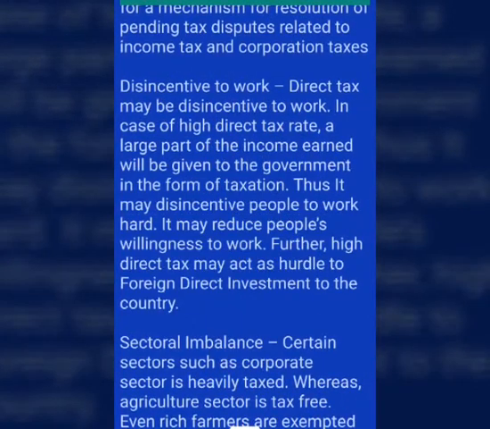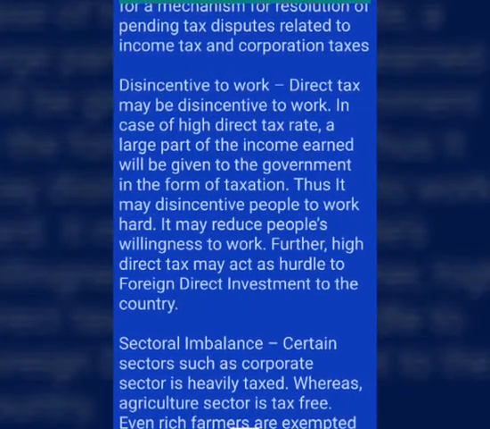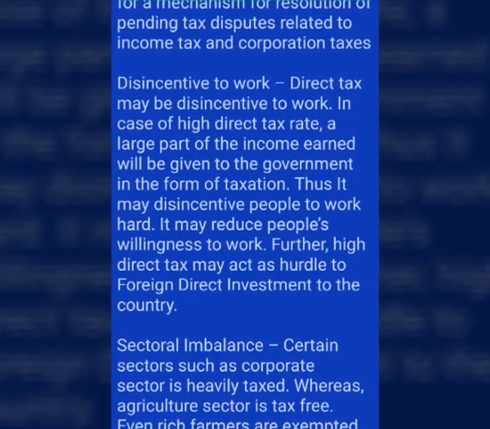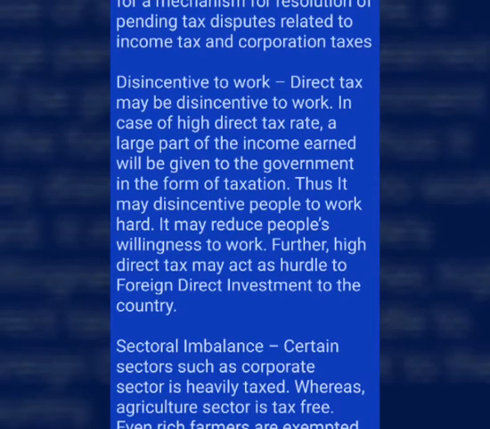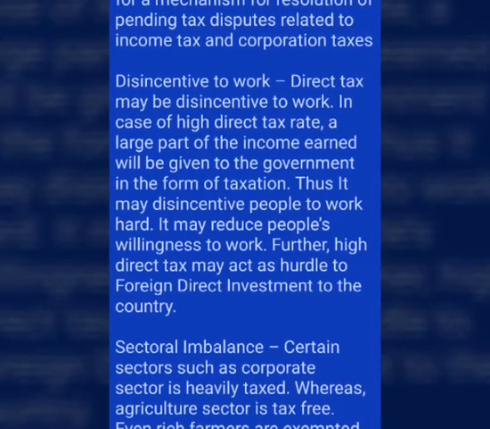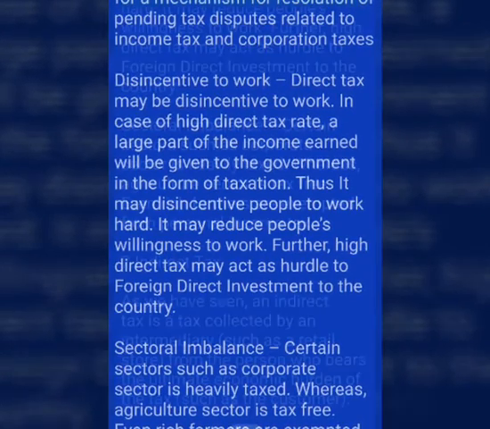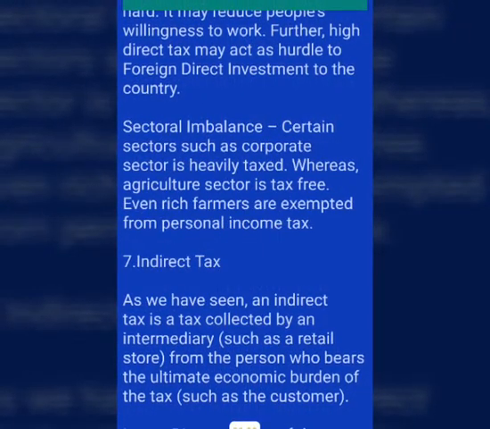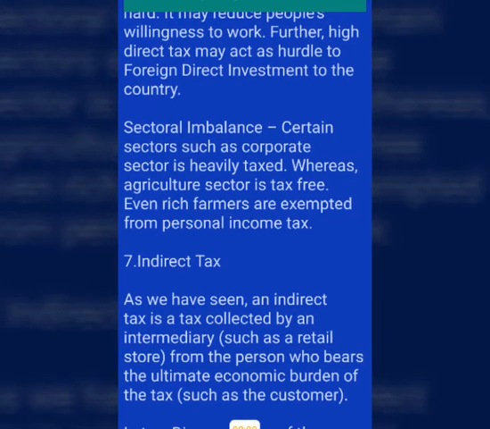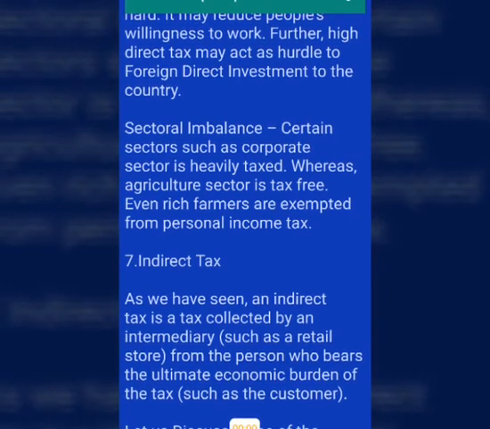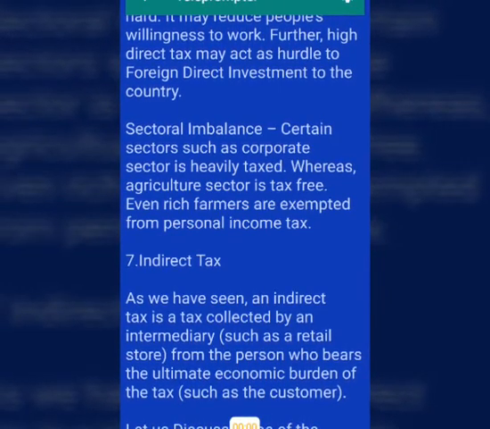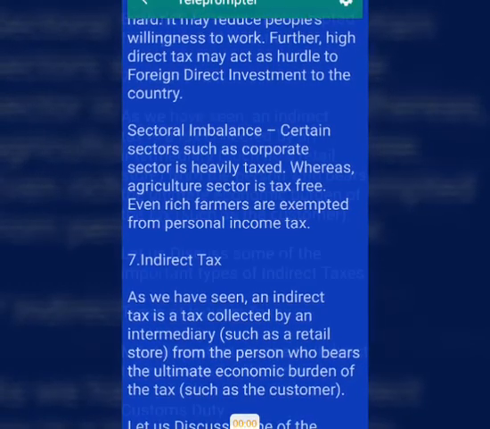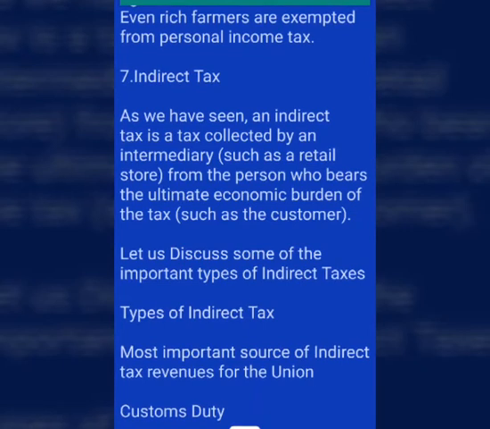Disincentive to work. Direct tax may be a disincentive to work. In case of high direct tax rate, a large part of the income earned will be given to the government in the form of taxation. Thus it may disincentivise people to work hard. It may reduce people's willingness to work. Further, high direct tax may act as a hurdle to foreign direct investment to the country. Sectoral imbalance. Certain sectors such as the corporate sector are heavily taxed, whereas the agriculture sector is tax-free. Even rich farmers are exempted from personal income tax.